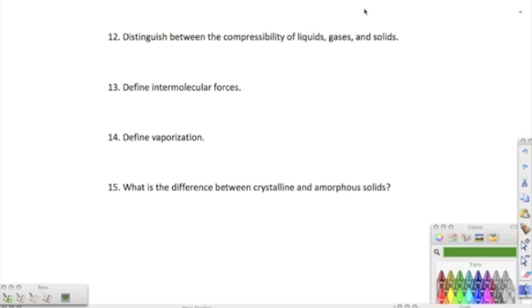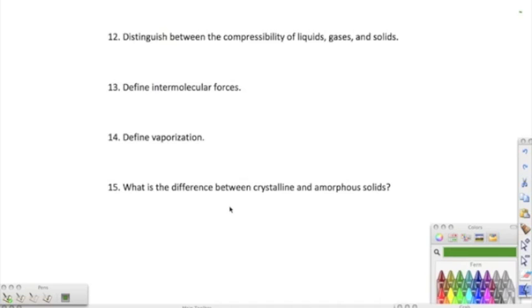Okay, moving on, it says define intermolecular forces. Intermolecular forces are the forces of attraction between molecules that are strongest in the solids. Remember, it's just the force that holds everything together. Okay, it's the force in between each molecule. Types of those, we talked about hydrogen bonding, dipole, and London dispersion forces. Okay, define vaporization. Vaporization is turning from a liquid into a gas.